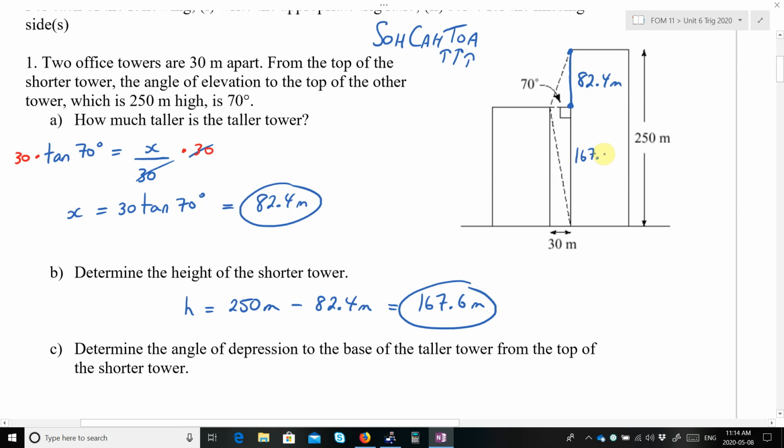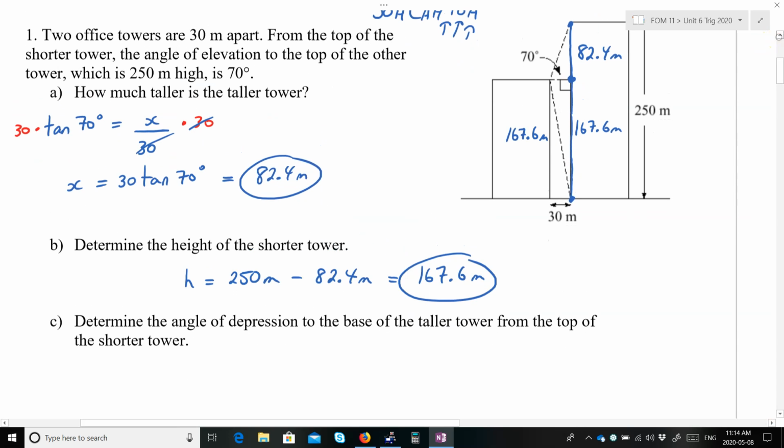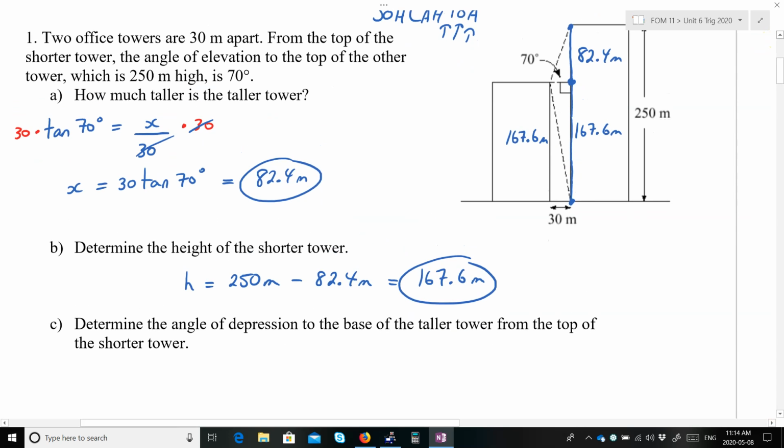Okay, that's what this length would be, from this dot right here down to here, and that matches up with this side over here, so 167.6. Okay, and so that is good in the answer key.